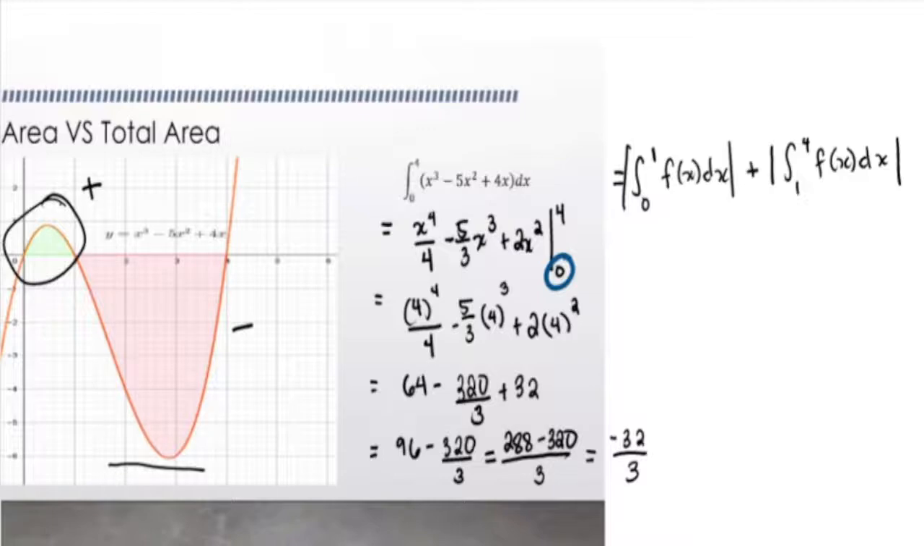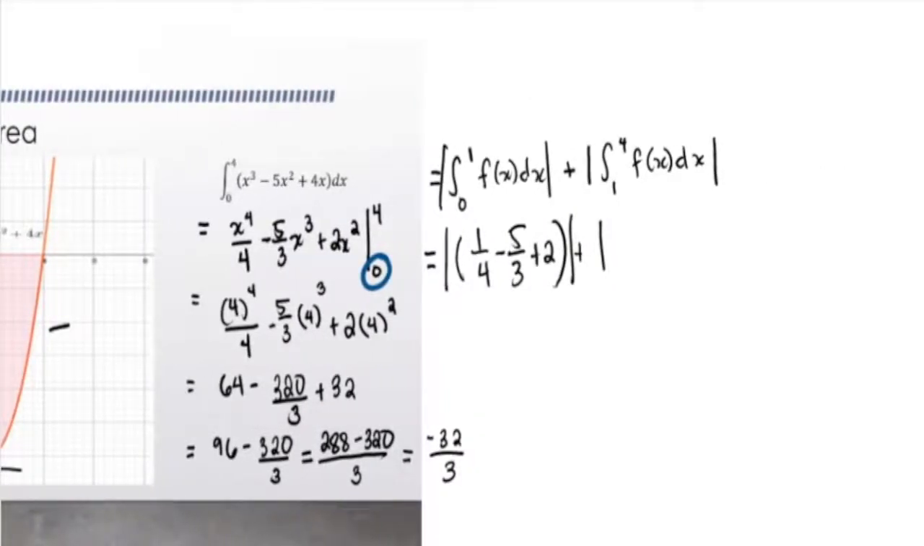Okay, so if we do that, this one would be the definite integral from 0 to 1. Again, ito na yung general antiderivative. So we can proceed by applying FTC2, no? So it's 1/4 minus 5/3 plus 2, plus the absolute value of f of x dx from 1 to 4.